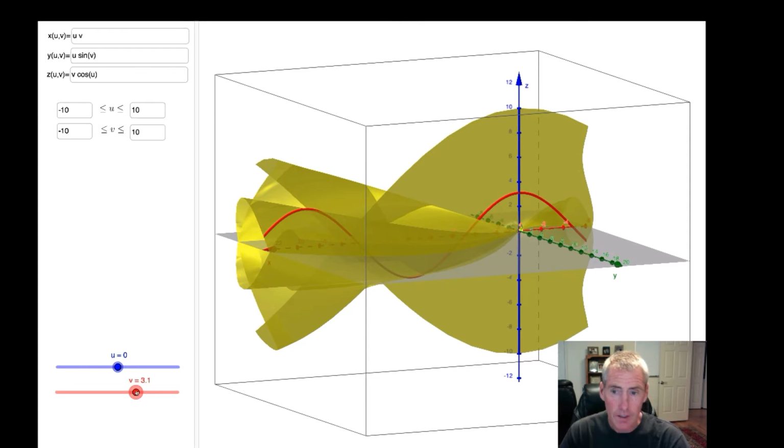Oh, it won't go exactly on pi, but this point right here is what we're talking about. So that would be 0, 0, pi. Okay, then what's happening there? So what does the tangent line look like?